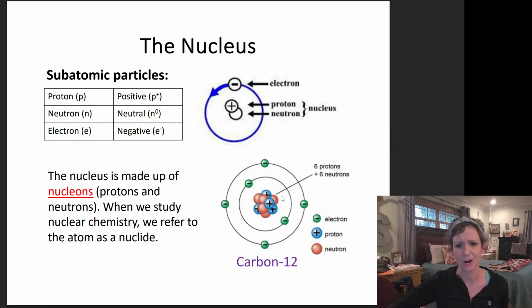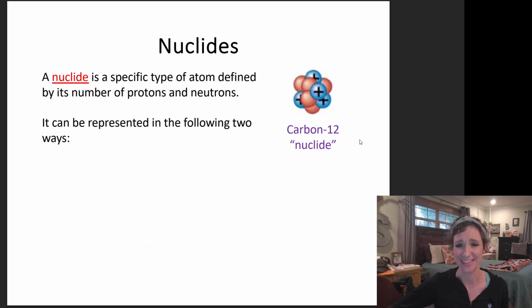So if I look at this carbon atom that I had here, I'm looking at those electrons. That is all great and fun, but in nuclear chemistry, we don't care about the electrons. We only care about what is going on in the nucleus. So we care about the nuclide.